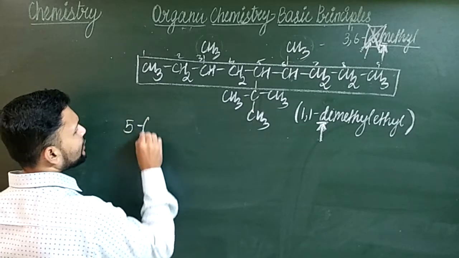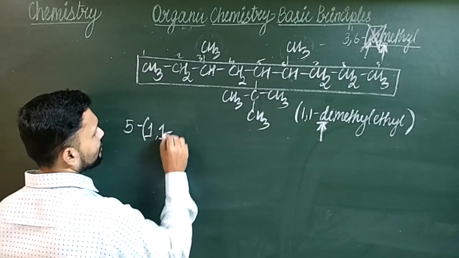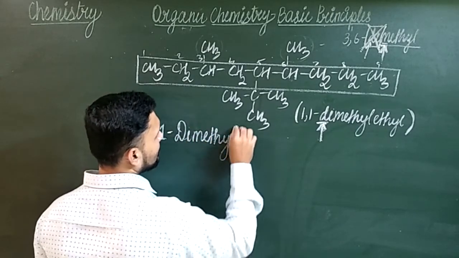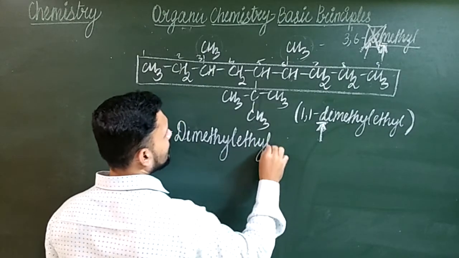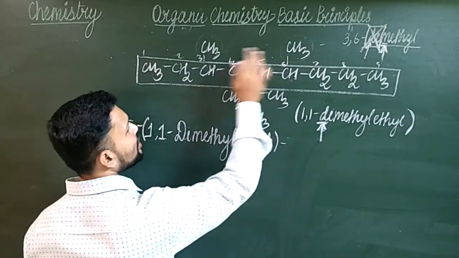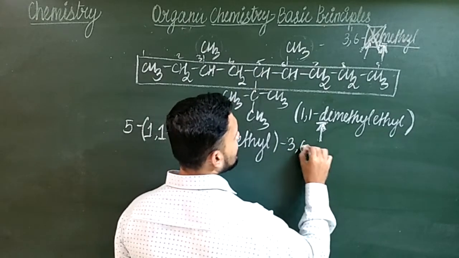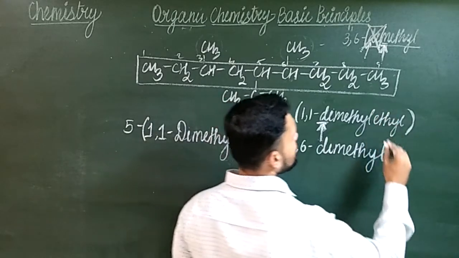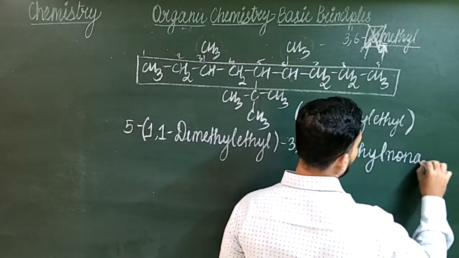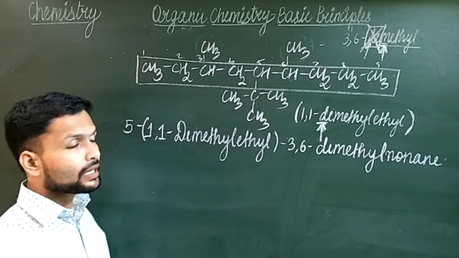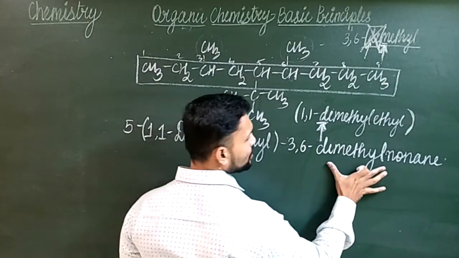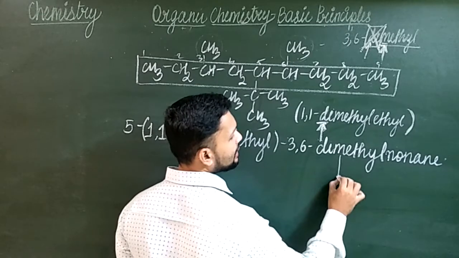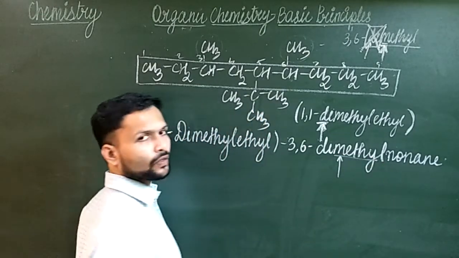So the name goes as 5-(1,1-dimethylethyl), then the next two substituents 3,6-dimethyl, and the longest chain is nonane. So I think everybody has got this. For simple substituents, the alphabet of the prefix is never considered. We'll always look at the alphabet of the alkyl group over here.